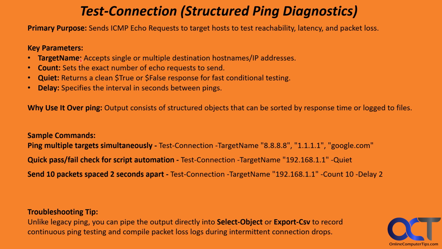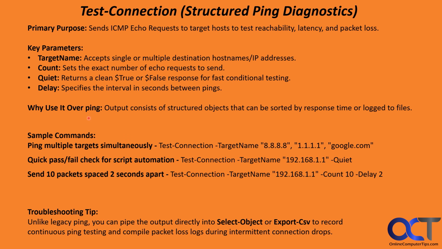So you have your target name. So you could have single or multiple destination host names or IP addresses. So you could ping more than one device at a time. You could change the count. So you could have an exact number of echo requests to send. And then you could use the quiet parameter here if you just want a clean true or false response without seeing all the actual individual responses. And then you could even set the delay time here if needed.